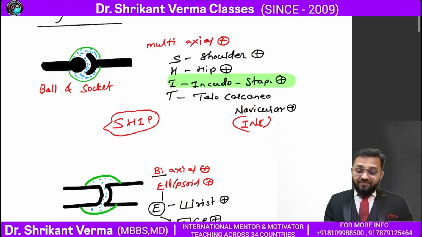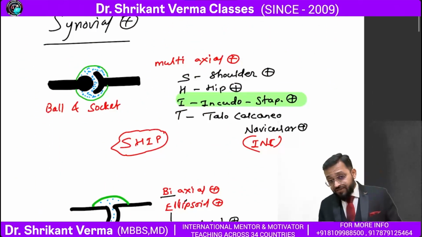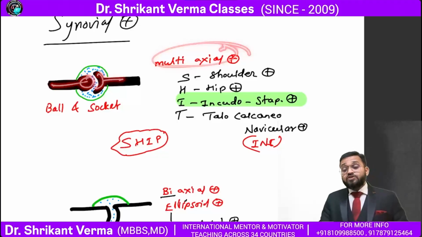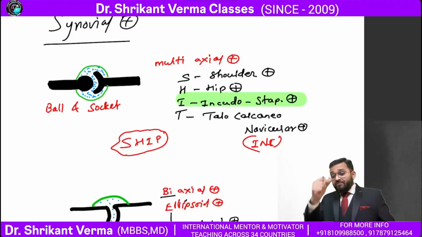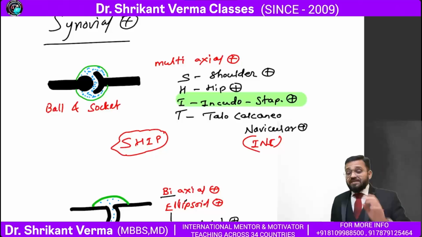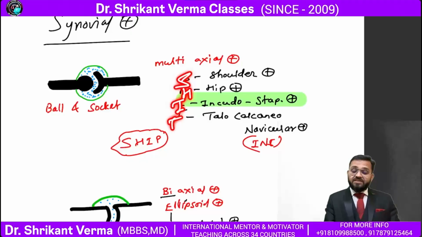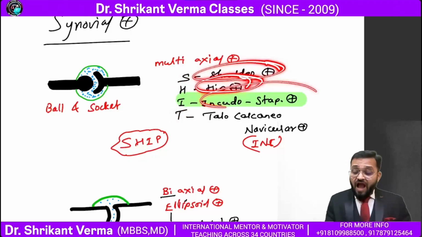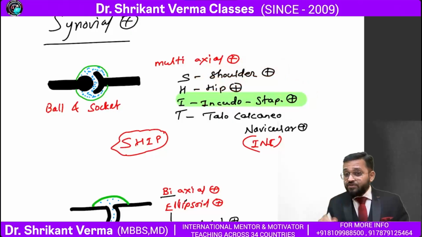Okay, sir. And then we had seen the synovial joint. Okay, so just see the ball and socket. So it is a multi-axial joint. Okay, so it is showing the movement: flexion, extension, abduction, adduction, medial rotation, lateral rotation. The classical example is the SHIT. यहीं से क्वेश्चन आएंगे, ध्यान से सुनो बेटा. Yes, S for shoulder joint, H for hip joint, I for incudostapedial joint, ENT question, T for talocalcaneonavicular joint.